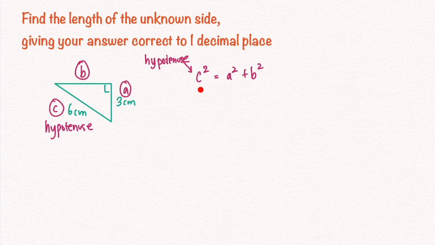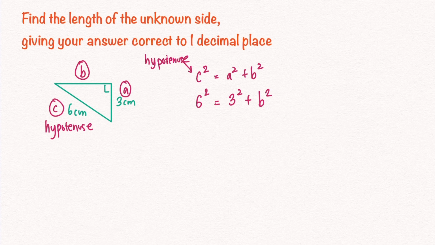Do I know my C? Yes, I do. It is 6 centimeters. Do I know the value for A? Yup, it is 3. And B, I don't know what it is because that's what I'm looking for. So let's start to substitute the values in. Hypotenuse is 6 centimeters, so it is 6 squared. And A is 3. And B, I don't know, so I'm going to leave it as B because that's what we're looking for.